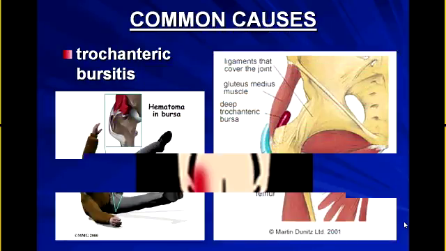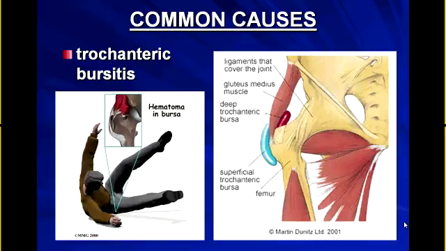Probably the most common is trochanteric bursitis, so a fall. We have a deep and a superficial trochanteric bursa. The superficial is between the skin and the greater trochanter and glute med, and the deep is between glute med and the trochanter. So certainly a fall. It could also be due to rubbing across this area, so it could be the IT band snapping across the greater trochanter and creating a bursitis.